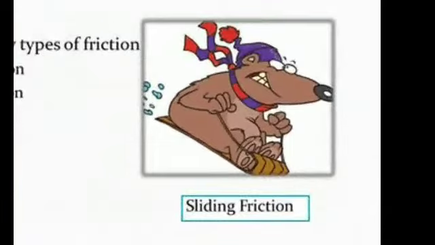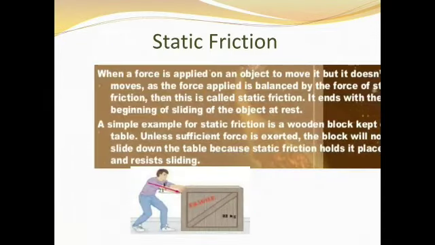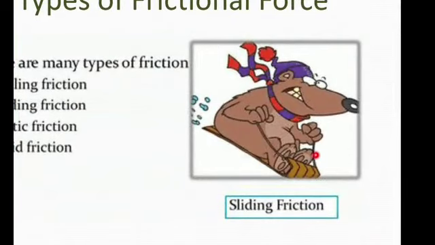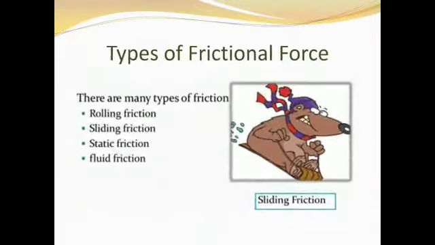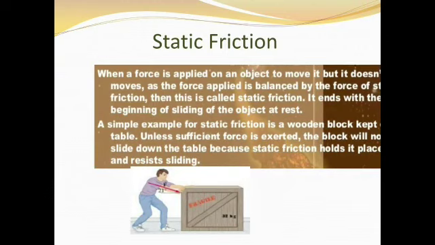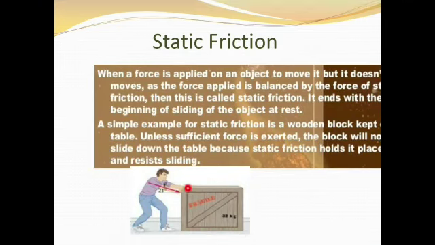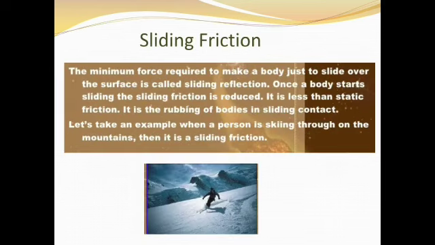Now, let us see the sliding friction. Sliding friction is where we slip in a slide. Now, static friction. When a force is applied to an object, if it doesn't move, that is static friction. Because of the static friction, the object holds in place; it resists sliding.